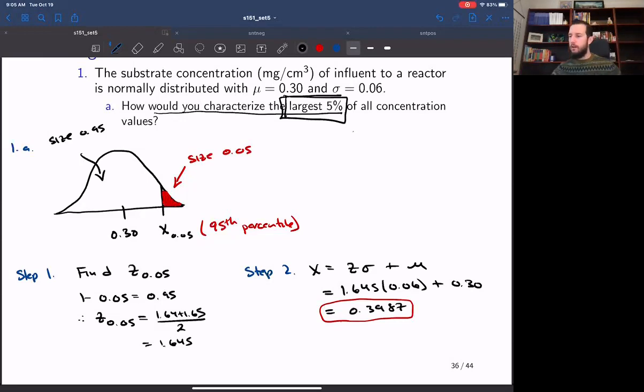Yeah, Tierra, sorry if I butchered that. So this number here, X subscript 0.05 is equal to 0.3987. That's true. Mackenzie, did you get the answer? Okay, cool. Any other questions?